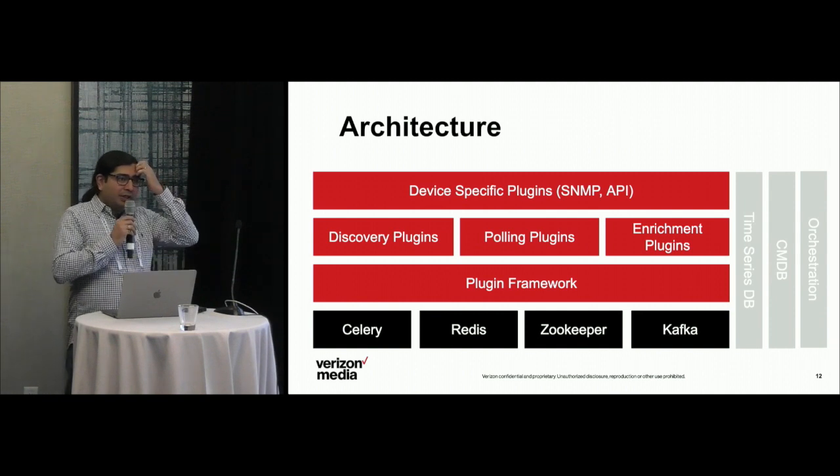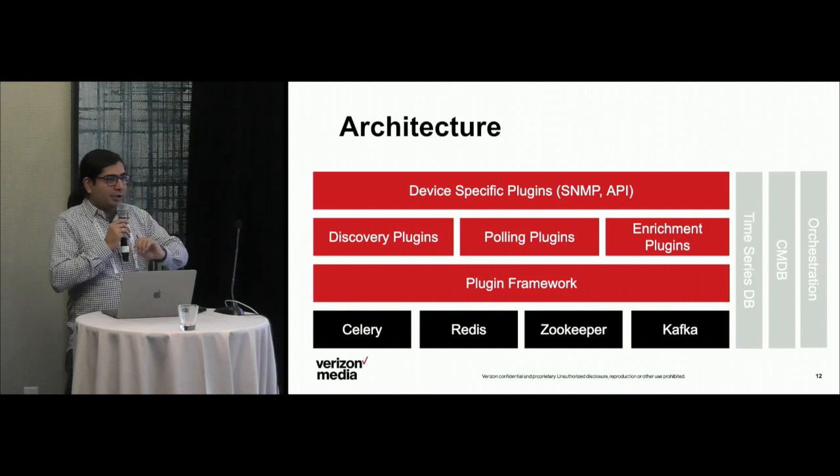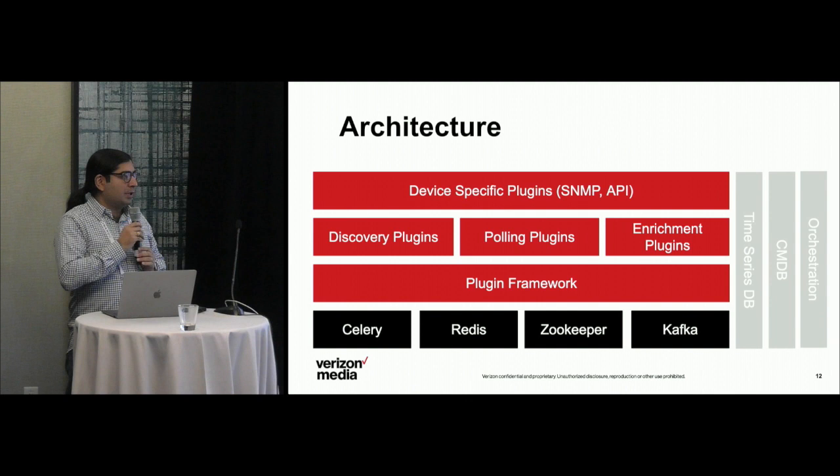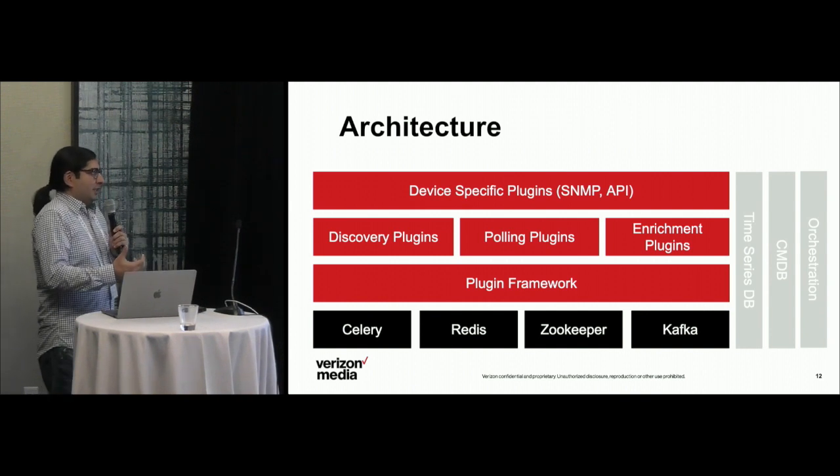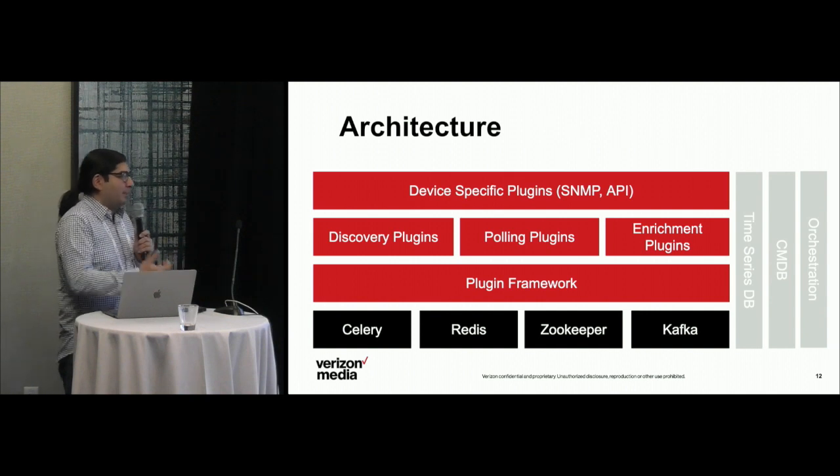Now, we do have 3 types of plugins. I'm going to talk about this a bit here, go into a bit more detail, then Nathan is going to go into a whole lot more detail about plugins. But essentially, we have 3 types of plugins: discovery, polling, and enrichment plugins. And I'll talk about them in a bit more detail in the next few slides. But now, these are classes of plugins. What we have finally, the workhorse, is the actual device-specific plugins.